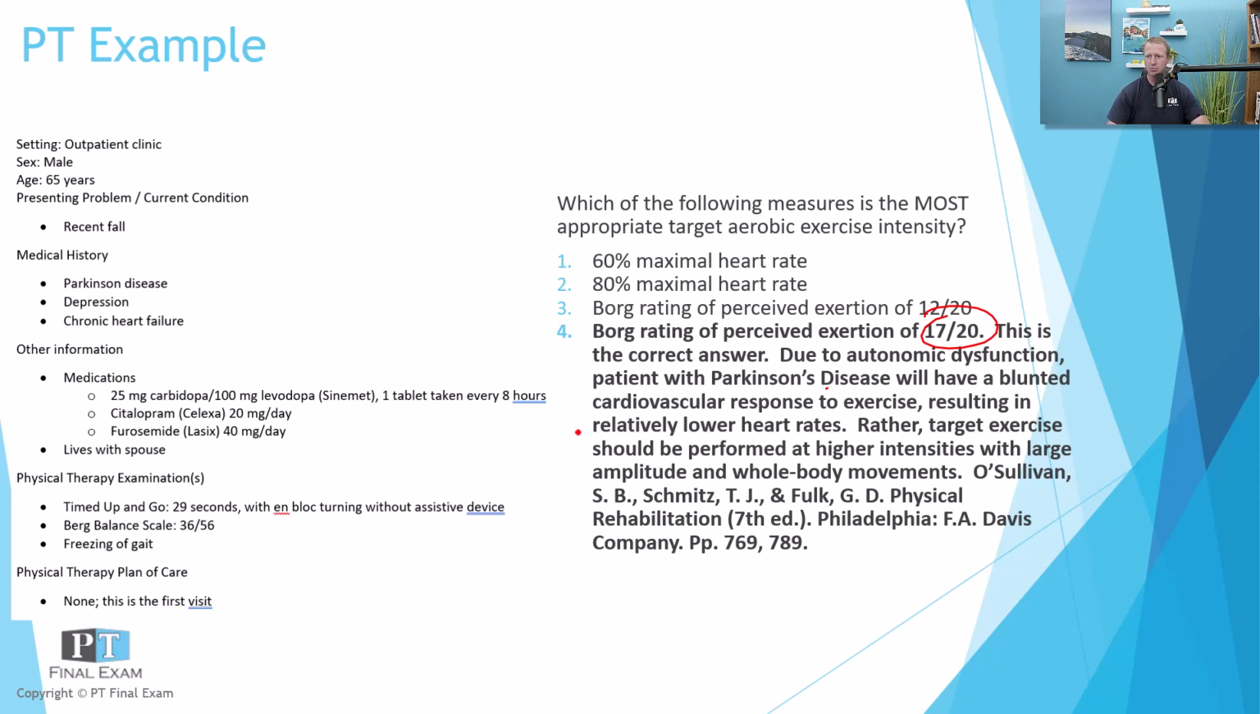And again, this is related to the presenting problem or the medical history of Parkinson's disease. So when you see Parkinson's disease on the list there, that should tell you that they have a blunted or a depressed heart rate response, and you need to push them to the big and loud therapy, the largest amplitude movements, the biggest, the widest, the most you can do with this patient. And you'll find that results in the best intervention. So this is back to the safe, direct, and effective interventions.